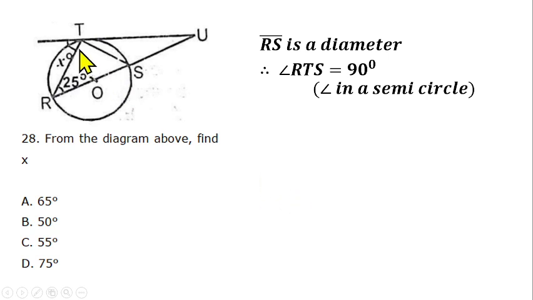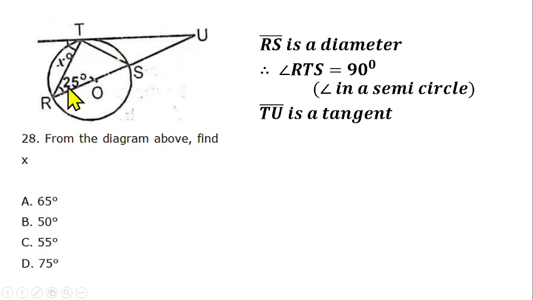So if this angle is 90 degrees, then we can find this angle RST. So angle RST, you can find this angle here, which should be equal to this angle s you are looking for, because this line TU is a tangent.